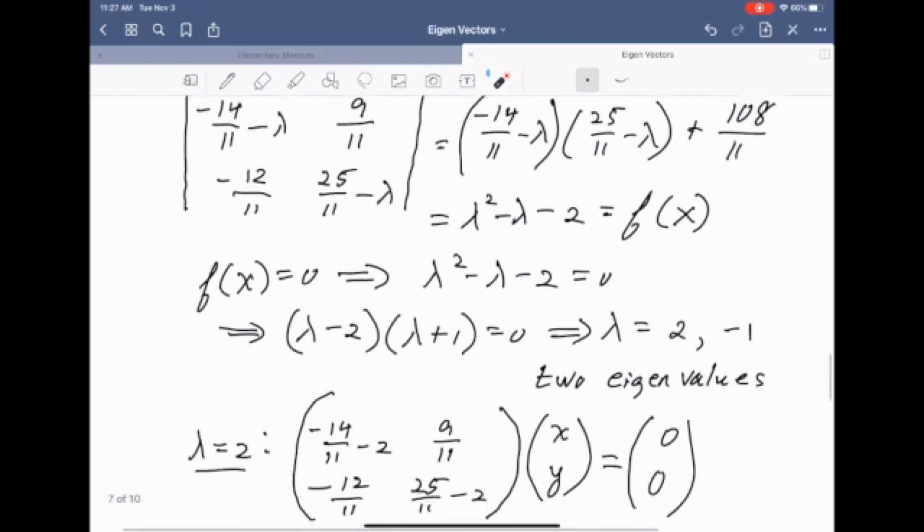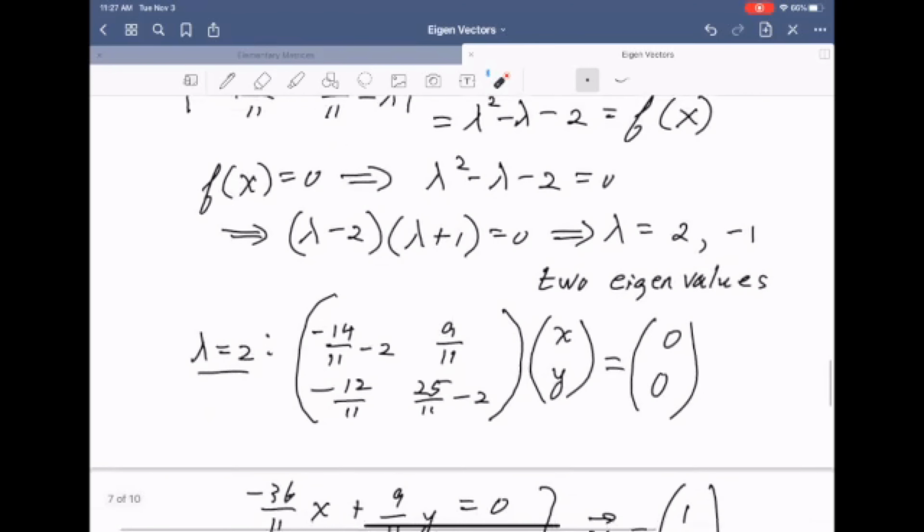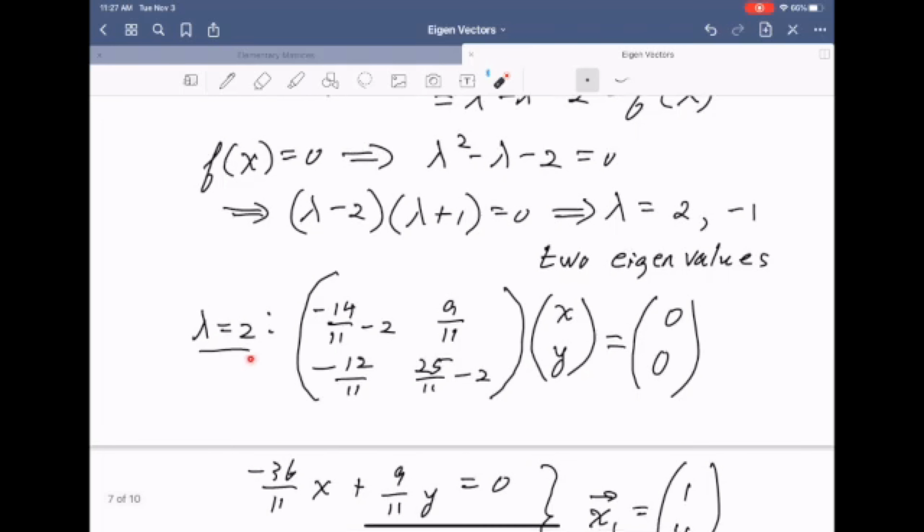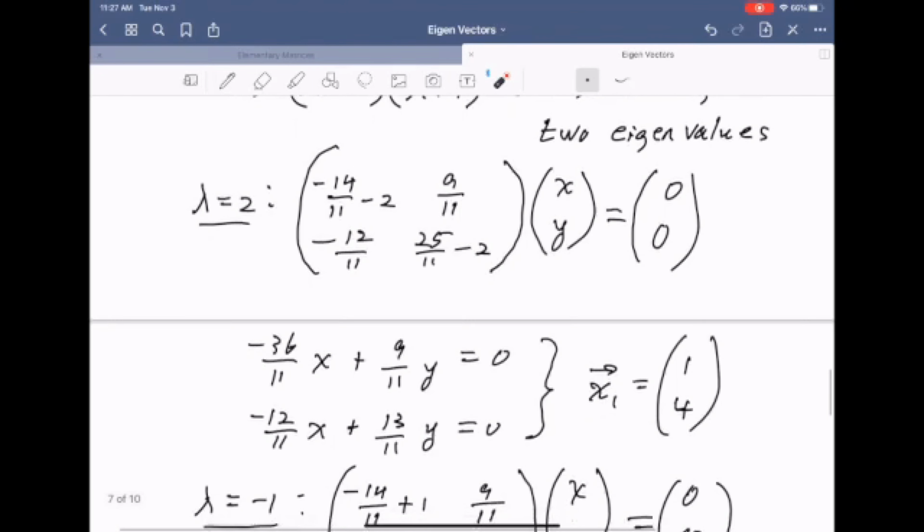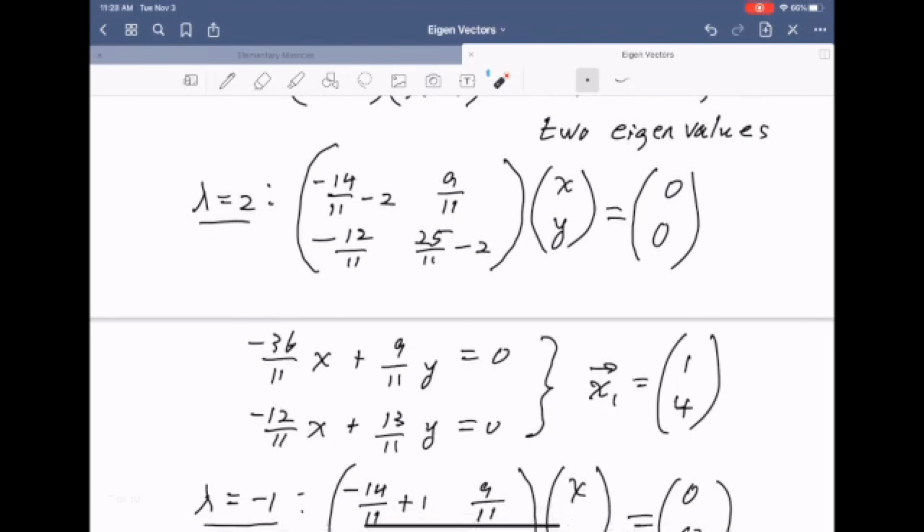So now we've got to solve for our eigenvectors, and we do that by first setting lambda equal to 2, which means we get minus 14 over 11 minus 2, 9 over 11, that one didn't change, minus 12 over 11, and 25 over 11 minus 2, multiplied by the vector x, and set equal to the vector 0. That gives us two equations, minus 36 over 11 x plus 9 over 11 y equals 0. So that we get by multiplying this by this and then adding this times that.